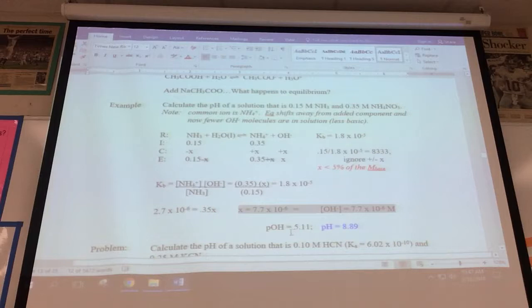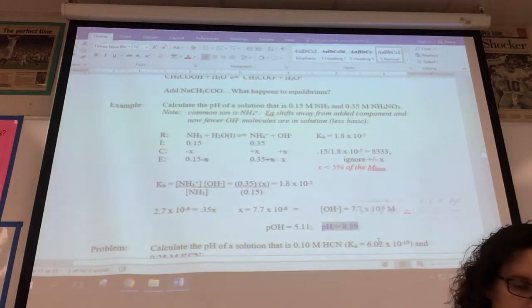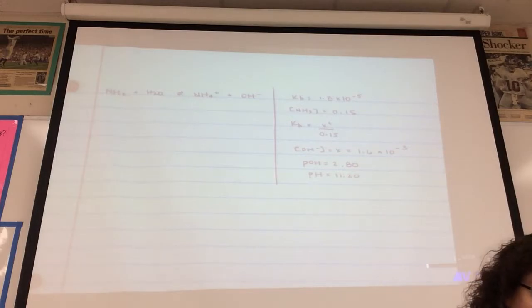Why would we get the pOH? Because you are dealing with a base, you have hydroxide ion concentration. So now we have the pOH. How do we get the pH? 14 minus. So this pH is 8.89. And let's do a comparison here. I'll write them side by side.